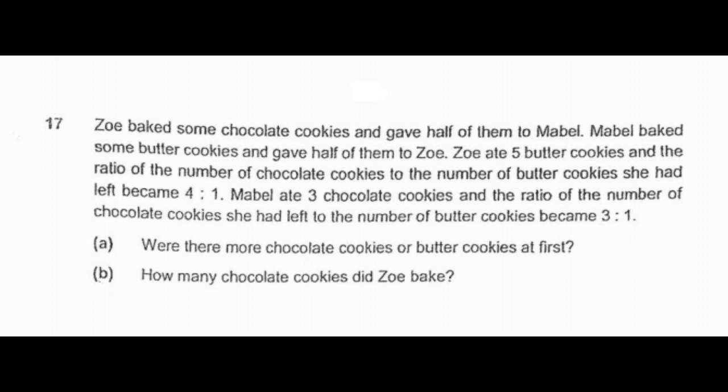Zoe ate 5 butter cookies, and the ratio of the number of chocolate cookies to the number of butter cookies she had left became 4:1. Mabel ate 3 chocolate cookies, and the ratio of the number of chocolate cookies she had left to the number of butter cookies became 3:1. Part A of the question is, were there more chocolate cookies or butter cookies at first?